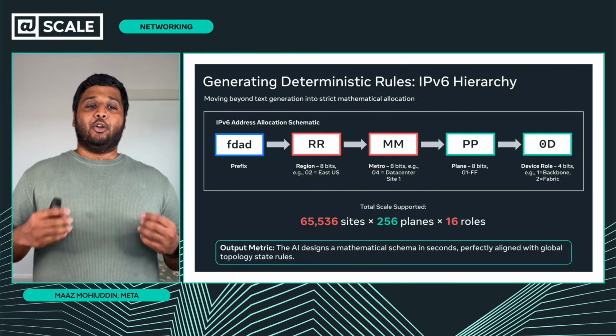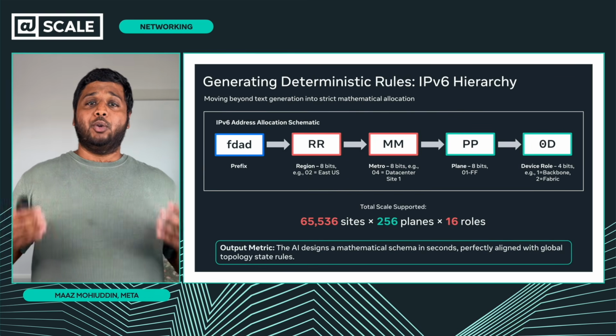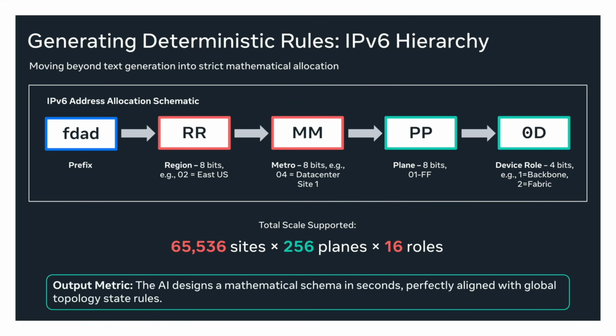Our LLMs can also do what network engineers have been doing for a long time, just much faster. This is deterministic addressing. For example, in this case, given certain rules of IP address hierarchy, it can take a prefix and find low-level addresses for devices through region, metro, plane, and all meeting the top-level rules that the engineer set.